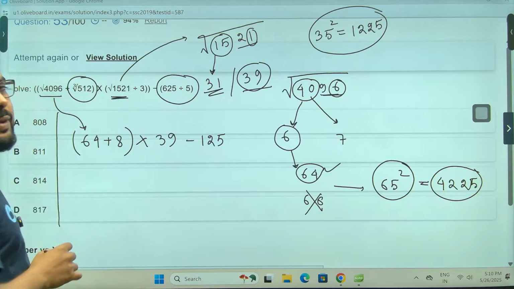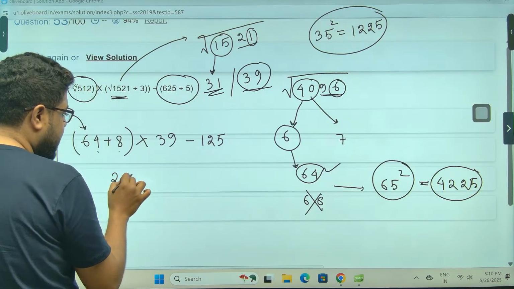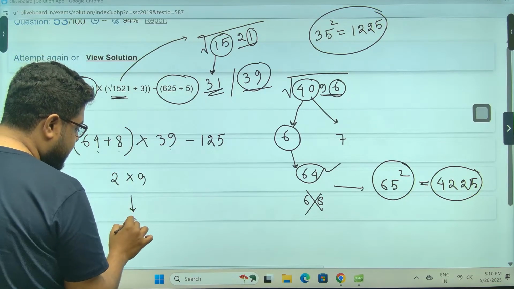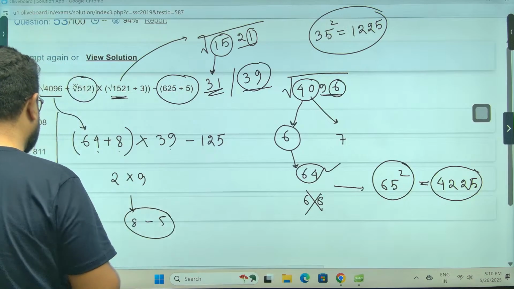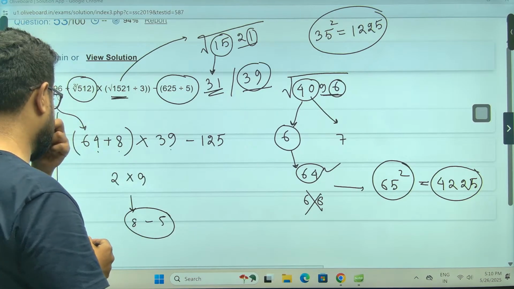All the 4 unit digits are different. So just take unit digits, sir. 8, 4, 2 into 9. That means 8 minus 5, sir. My answer will end in 1.